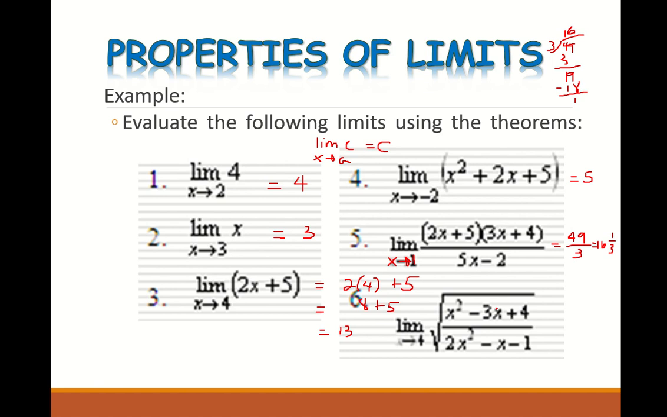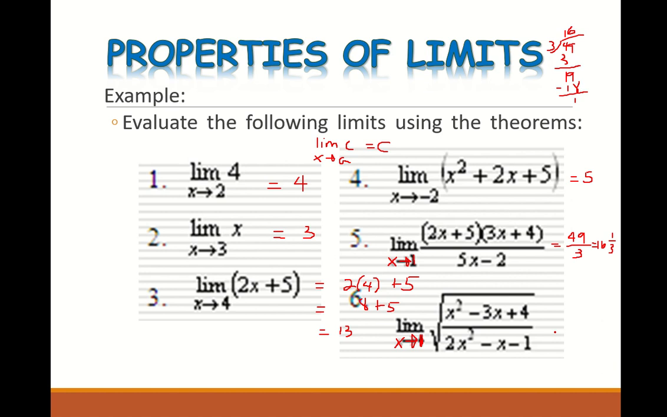Okay, how about this one? So this is limit of the square root of x squared minus 2x plus 4 divided by 2x squared minus x minus 1 as x approaches 1. Okay, x approaches 1.